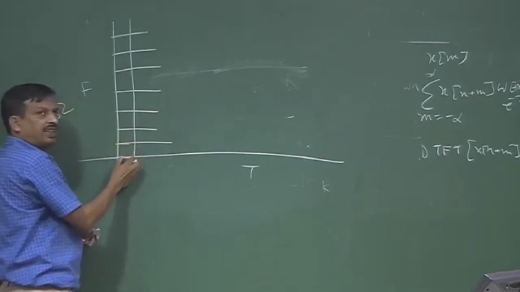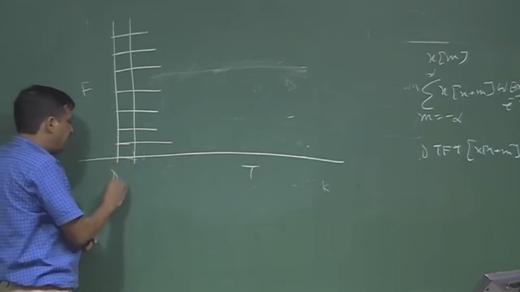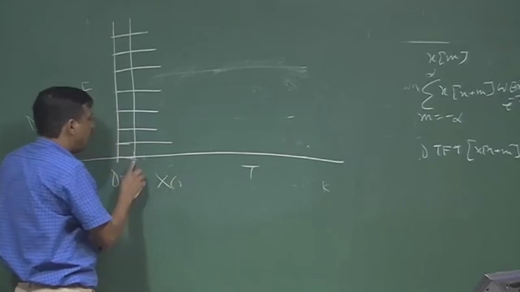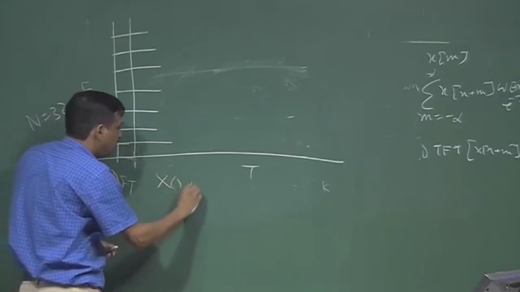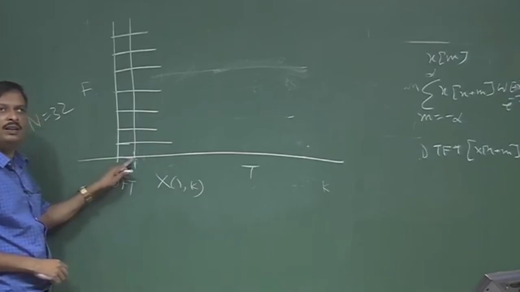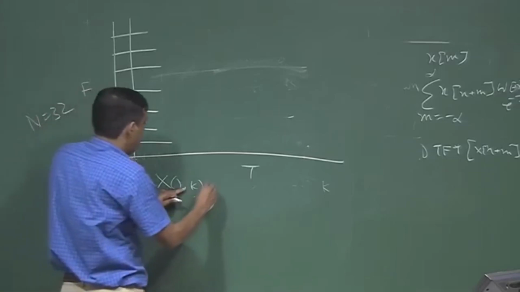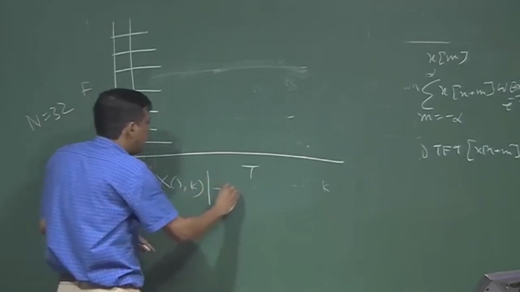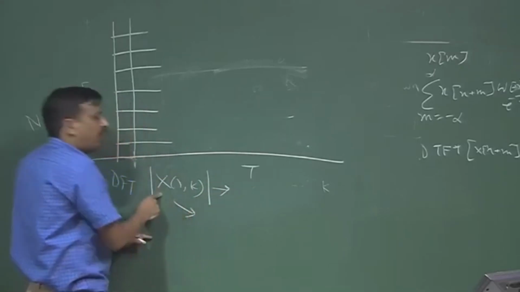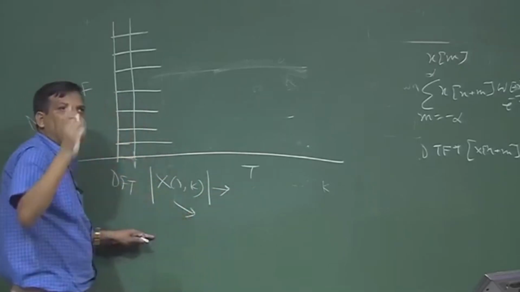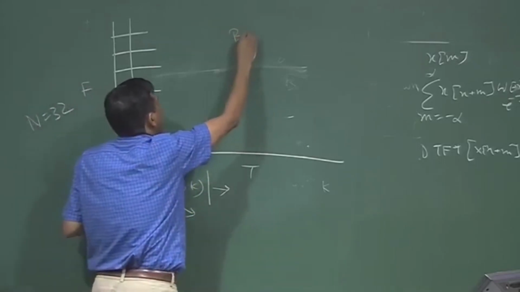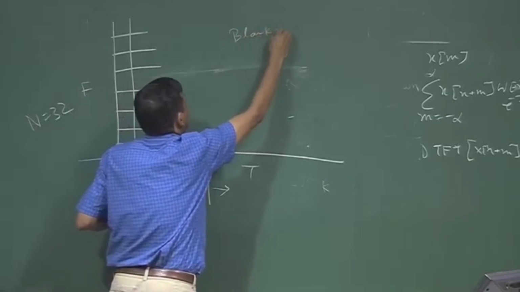So, I take this signal and analyze it with DFT. What will I get? This time instant is 1, so I will get X of 1, k for this time instant. Once I get that, if I take the mod, then I get the amplitude spectra. So, this amplitude is mapped into a scale. Which scale? Color scale. If it is black, then the intensity is maximum.